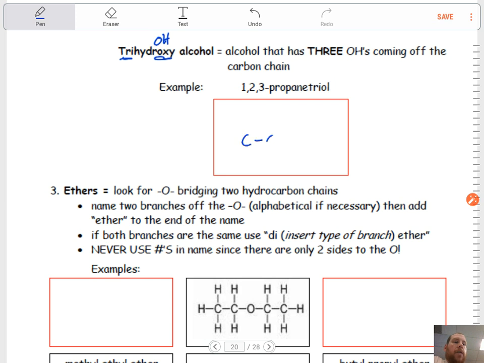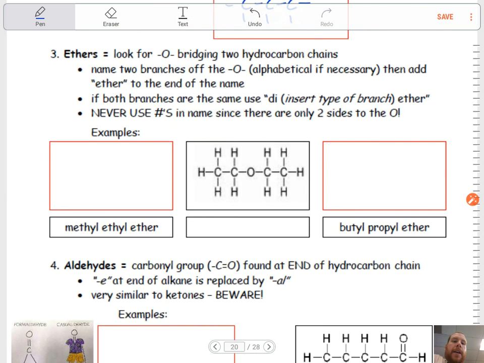Propanetriol, 1, 2, 3. That's my propane. I've got OHs hanging off of each carbon. And then fill in my hydrogens. Okay, so use the tools we've already used. Don't overthink it, guys. Use the pieces of the name that you are familiar with to help you come up with the structure. Group number 4, ethers.